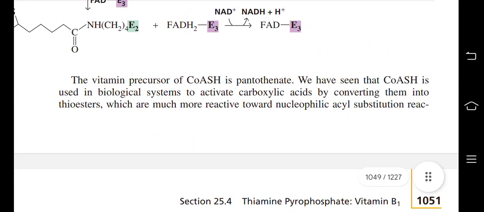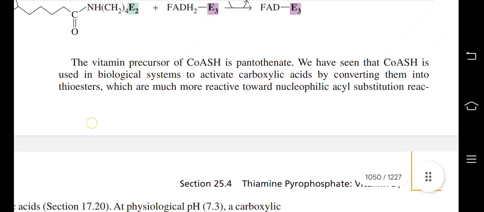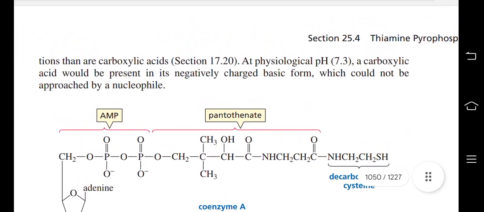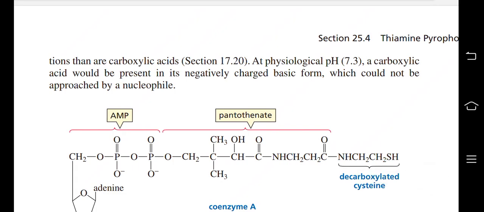The vitamin precursor of coenzyme A SH is pantothenate. We have seen that coenzyme A SH is used in biological systems to activate carboxylic acids by converting them into thioesters, which are much more reactive towards nucleophilic acyl substitution reactions than carboxylic acids at physiological pH 7.3. A carboxylic acid would be present in its negatively charged basic form, which could not be approached by a nucleophile.